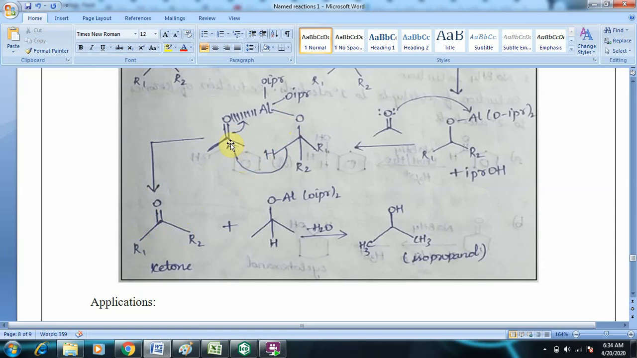and here this acetone will be converted to alcohol. As you can see, it is pulling hydrogen, so here we get a hydrogen, and O is linked to aluminium and 2 isopropoxide anions. So when you hydrolyze it, this becomes Al(OH)(OiPr) taken twice, and this becomes isopropyl alcohol, also called isopropanol. So this is the mechanism involved with Oppenauer oxidation.